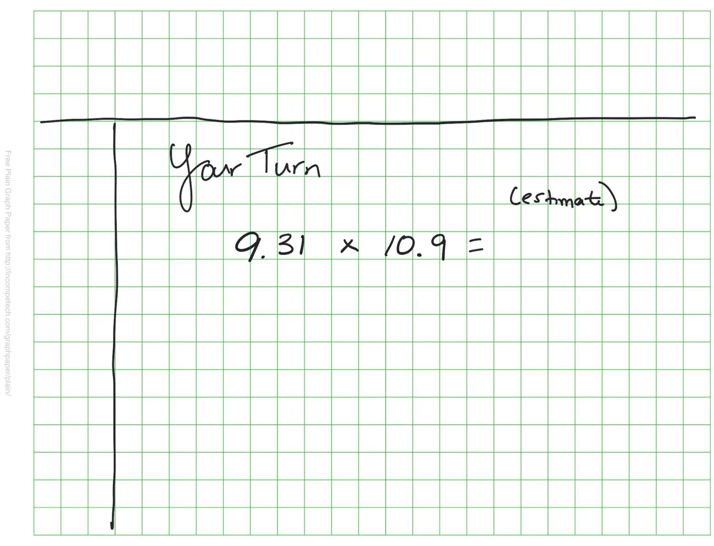So for your turn, I have 9 31/100 times 10 9/10. Again, not looking for the complete answer, not looking for anything from a calculator, just seeing what you might round these two numbers to, and then what you'll multiply by, or when you multiply those together, what you'll get as your product.